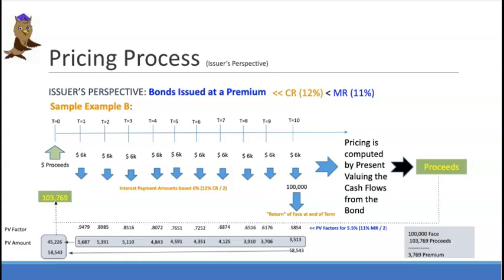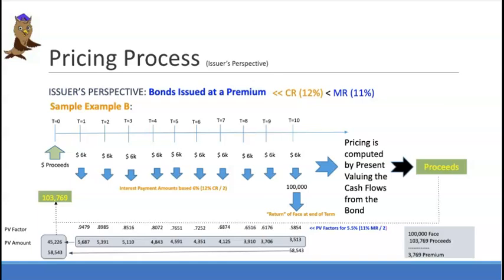Lastly, let's talk about bonds issued at a premium. Still assuming a contract rate of 12%, but now a market rate of 11%. Now don't forget, these are annual rates. The interest payments are still the same. As usual, they are a function of the contract rate at 12% times half a year times the face of $100,000, giving us interest payments of $6,000 per period every 6 months.